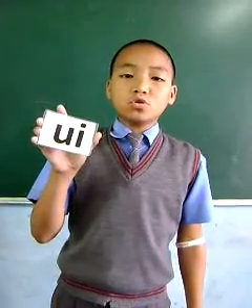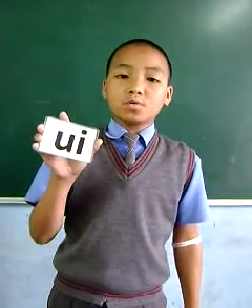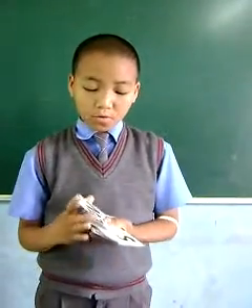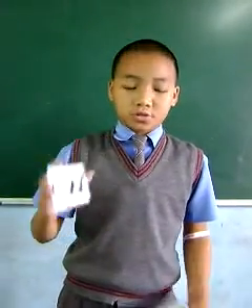U, you. This is a U, you. We don't use it at the end of an English word because English words don't end with I. We use Y. U, you. This is a U, you. We do use it at the end of an English word.